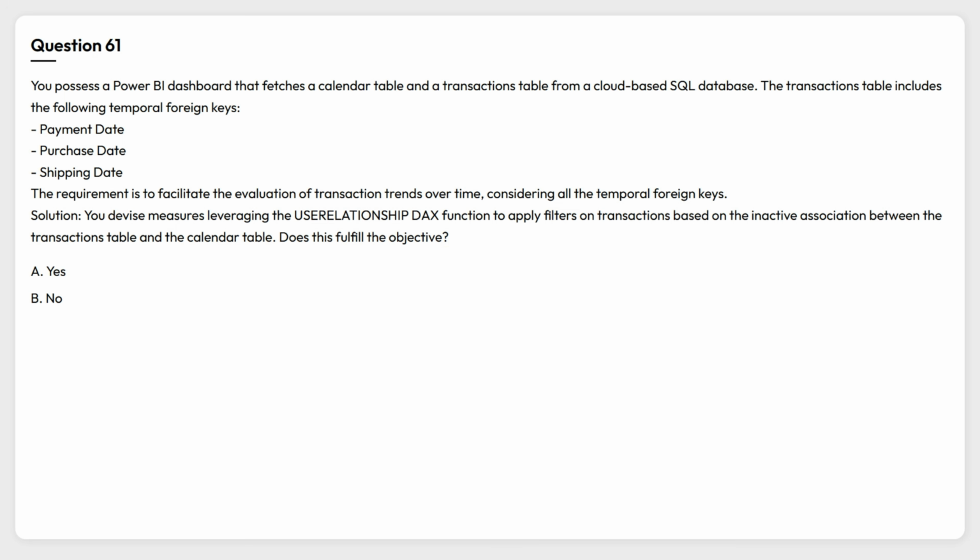Solution: you devise measures leveraging the USERELATIONSHIP function to apply filters on transactions based on the inactive association between the transaction table and the calendar table. Does this fulfill the objective? Option A, yes. Option B, no. The correct answer is option A, yes.